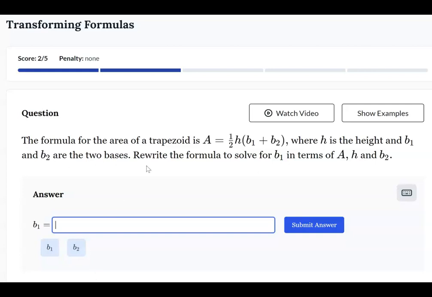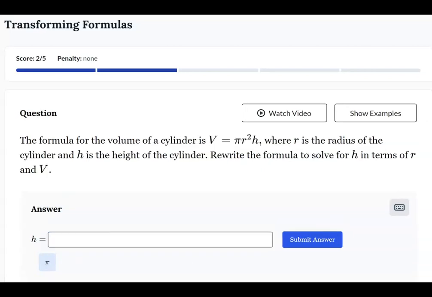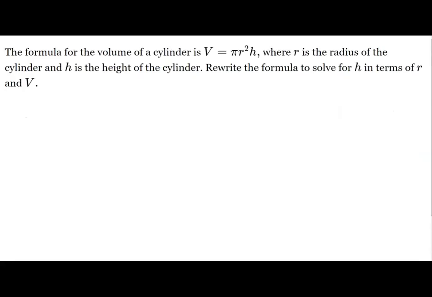This is the same question as the last one, except this time, let's take a look at this question here for the volume of a cylinder. This one asks us to rewrite the formula to solve for h in terms of r and v.